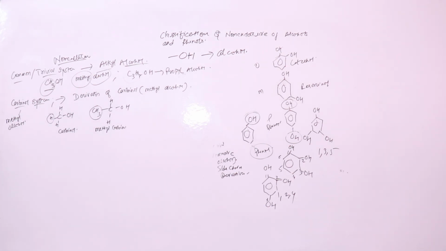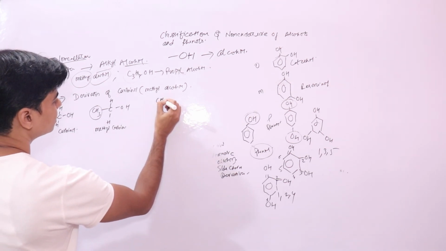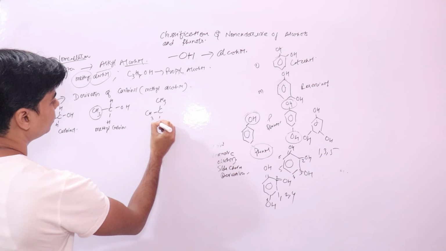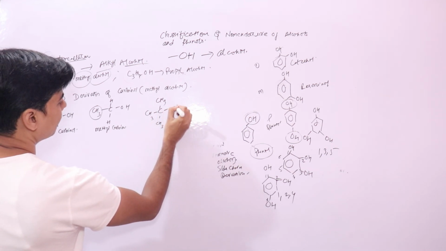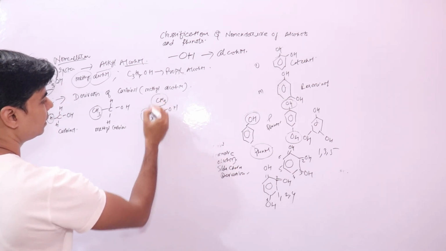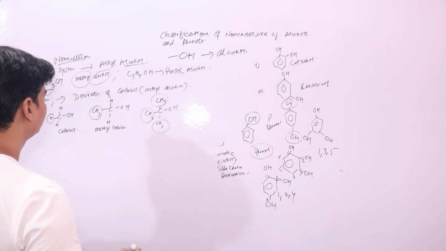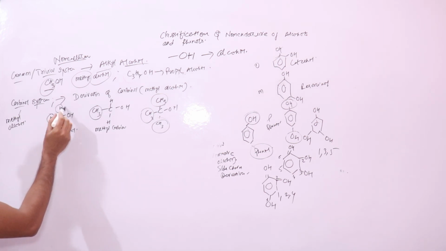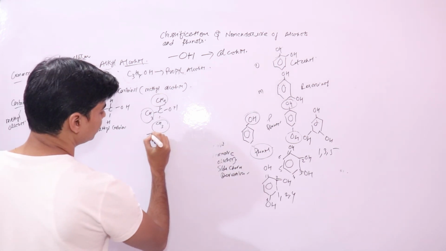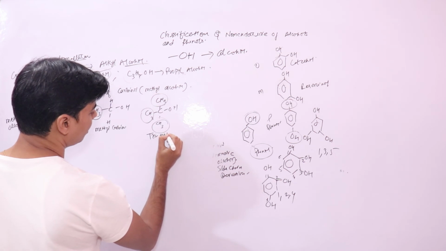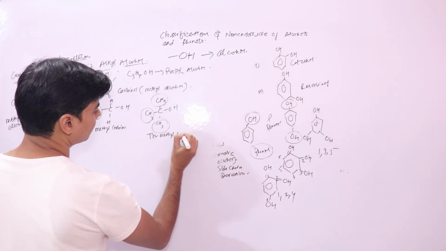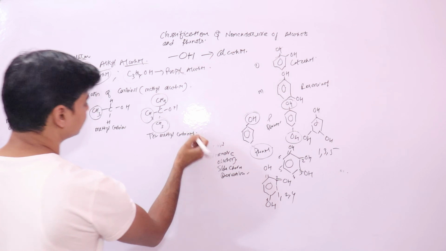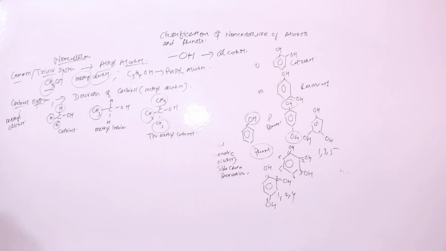So if I have to name this as per the carbinol system, how will you name this? You have 3 methyl groups, and I have obtained it from methanol, methyl alcohol, which is carbinol, by replacing 3 hydrogens with methyl. So this would be trimethyl carbinol. This is how you will name it.